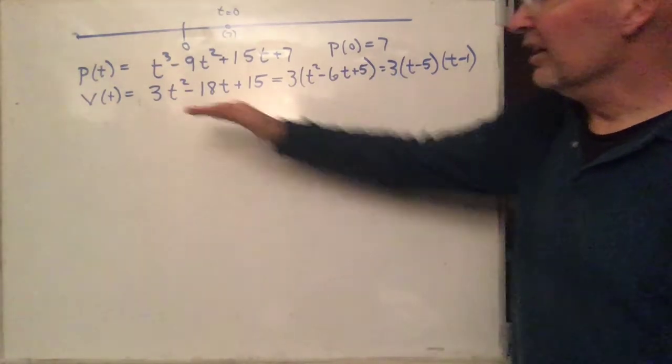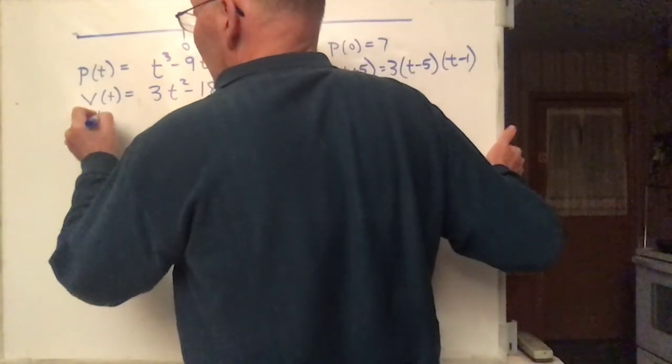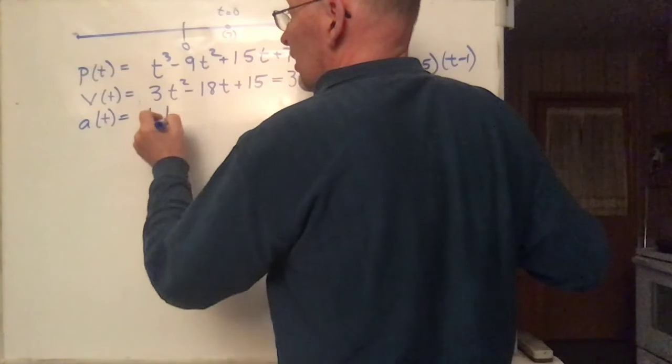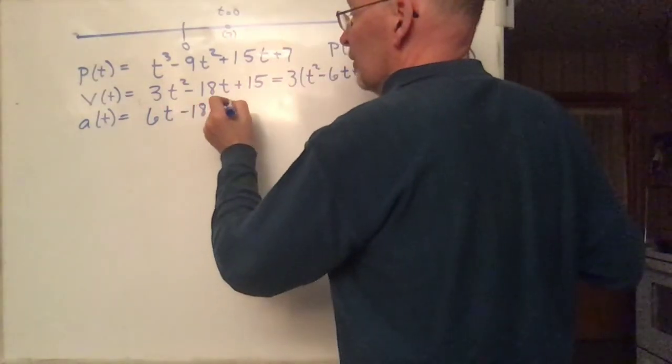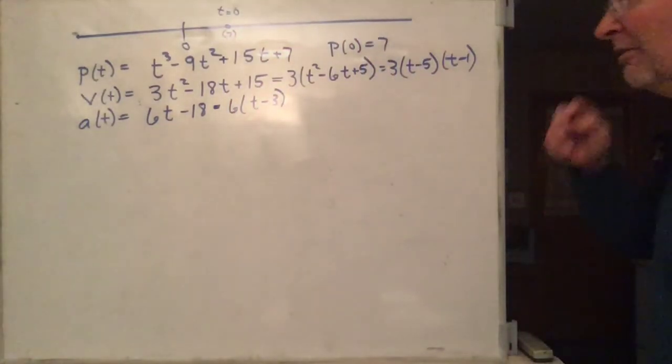So there's your velocity. And if you want the acceleration, let's do that as well. That's the derivative of this, which would be what? 6t minus 18. Which, of course, if you want to, you can factor 6 times t minus 3. Okay?